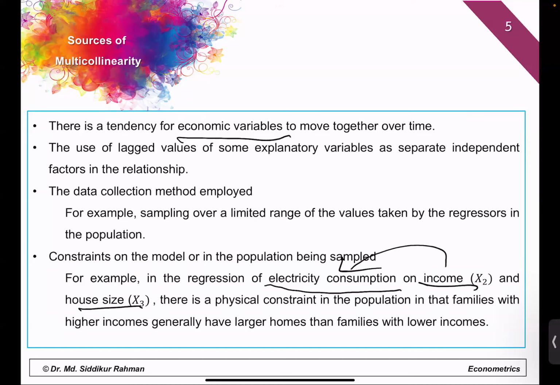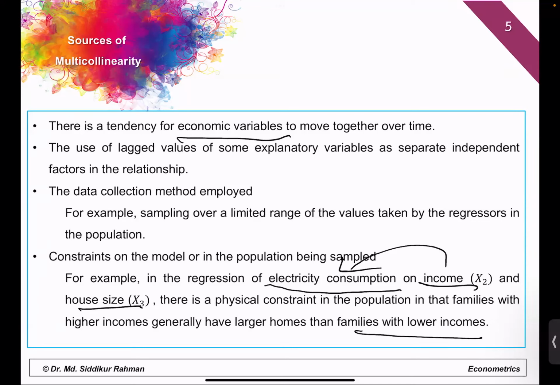There is a physical constraint in the population, in that families with higher income generally have larger homes than families with lower income. So what is the interpretation here? There might be a linear relationship between your income and house size. So you can suspect a multicollinearity problem in this example. This is a perfect example. Here, you can give the answer where multicollinearity occurs. So this is a perfect example.